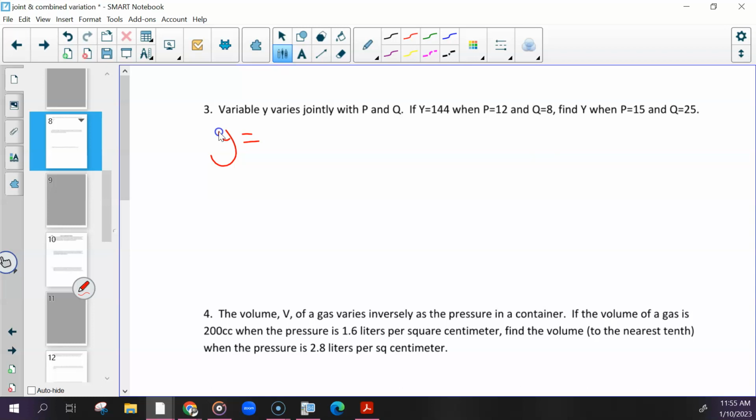Allison? Okay. So k, p, q. Yes. So that would be your equation. When you have problems that are jointly, take the numbers that they give you, put them in. So we have y is 144. We don't know k yet. We know p is 12 and q is 8.